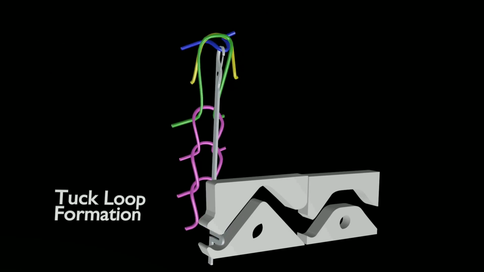Here, the yellow color loop is called the tuck loop, and the green color is called the held loop. This knit formation cycle runs continuously to form weft-knitted loops.